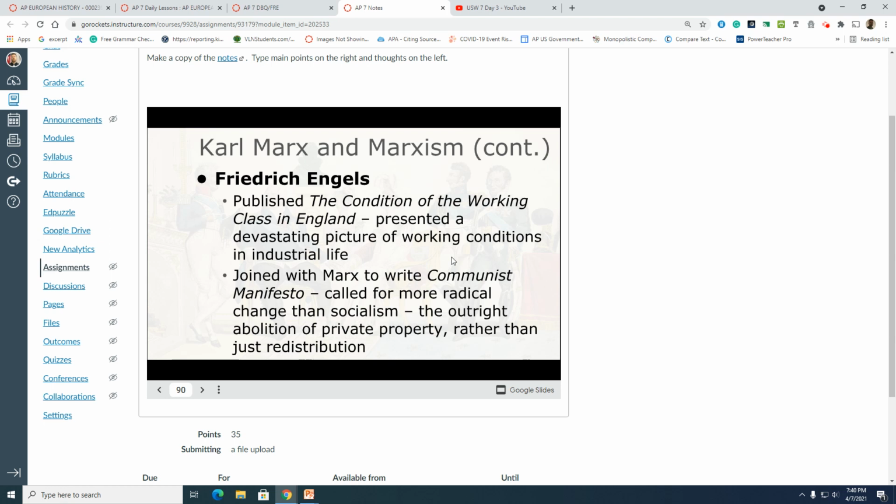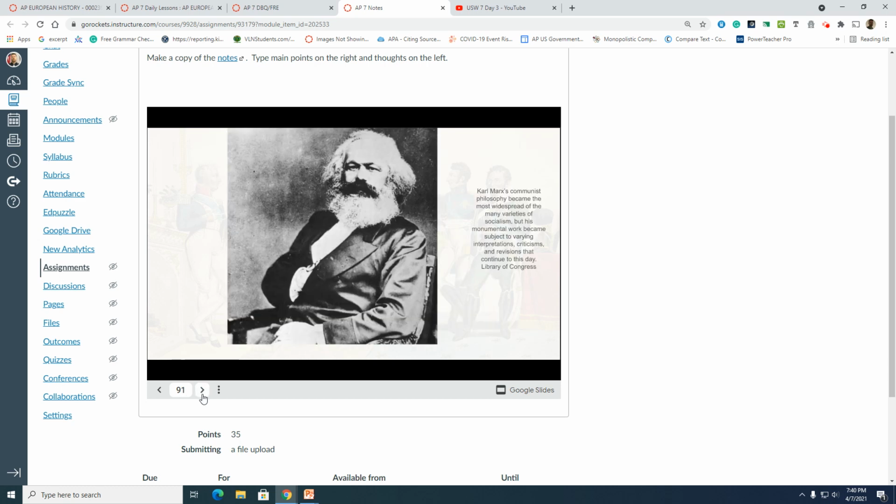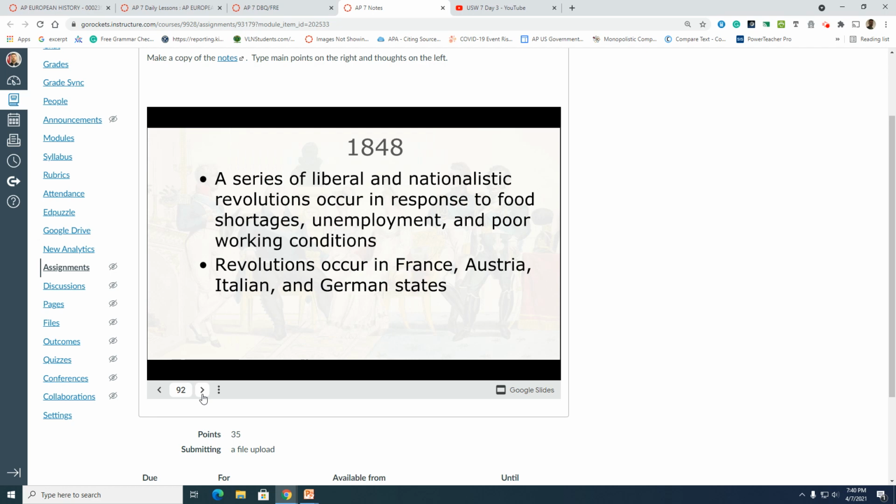A co-author of his of the Communist Manifesto was Friedrich Engels, who presented a devastating picture of how terrible life would become in this new industrial society, and that people, of course, would realize this and revolt, taking over all of the means of production.